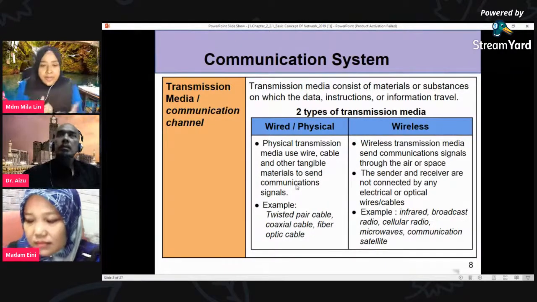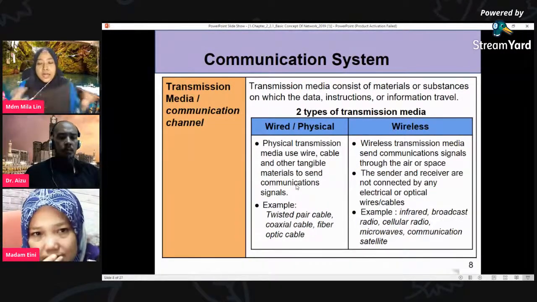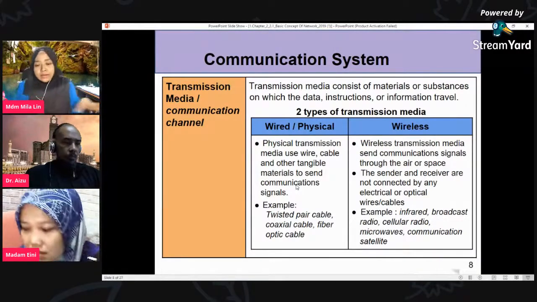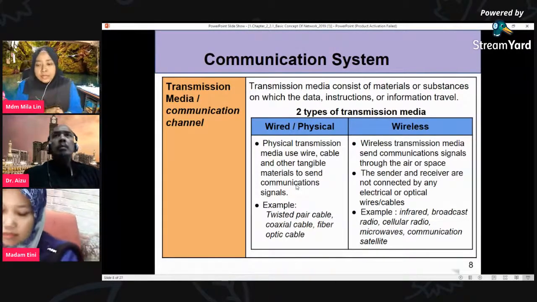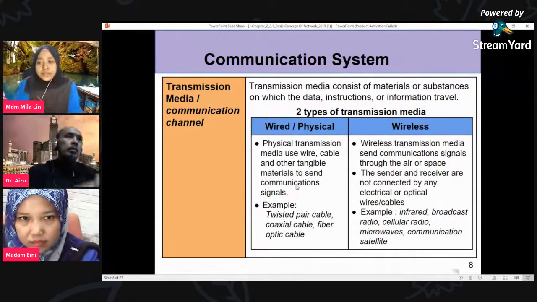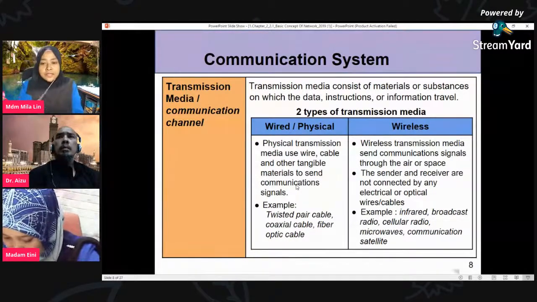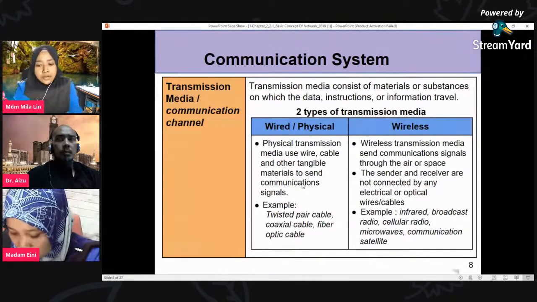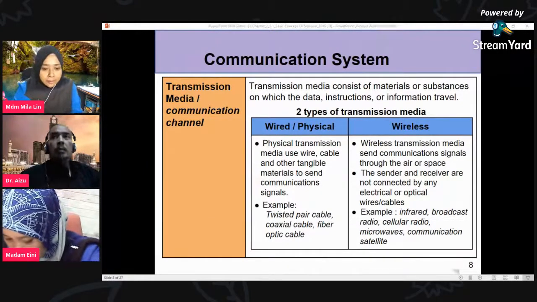Okay, I give an example. In our real life, a communication device is such as a car and the highway is a transmission media. Okay, the car is a communication device. The highway, the road, is a transmission media. How does the data travel? And we have two types of transmission media. Okay, first is wired, or we can call it physical, and the second one is wireless.